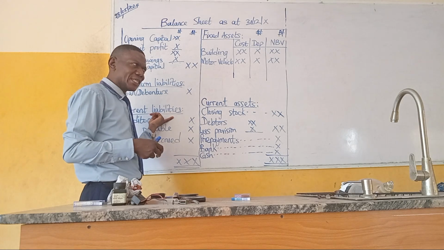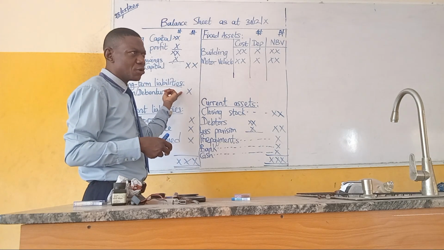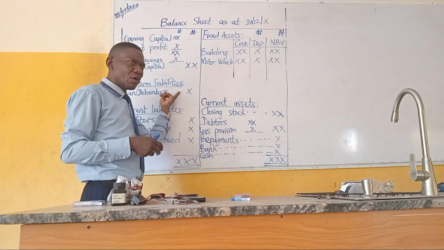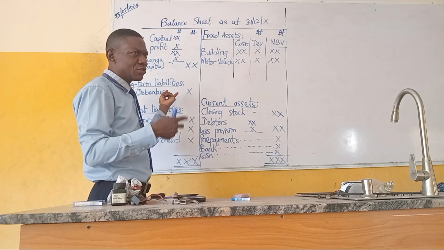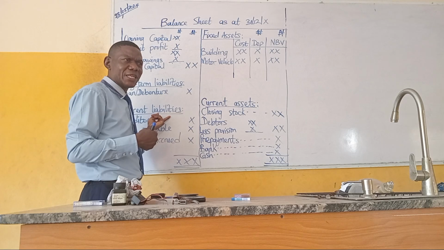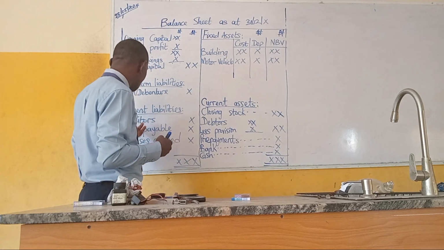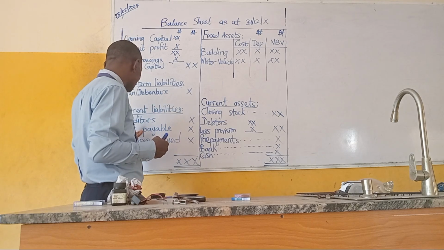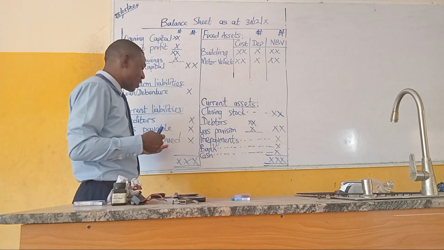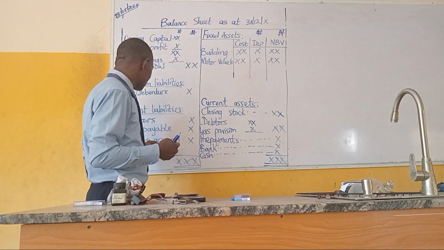current liabilities. Long-term liabilities are obligations, debt that must be repaid after 1 year, after 1 year, 2 years, 3 years, up to 10 years. While current liabilities are obligations that the company is planning to fulfill within the next 12 months. You have examples there, creditors of current liabilities, you have bills payable, you have expenses accrued.